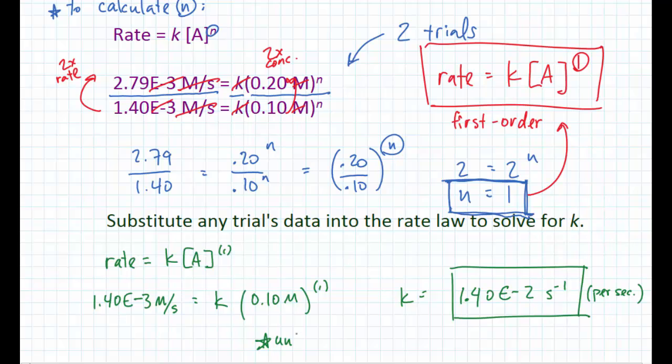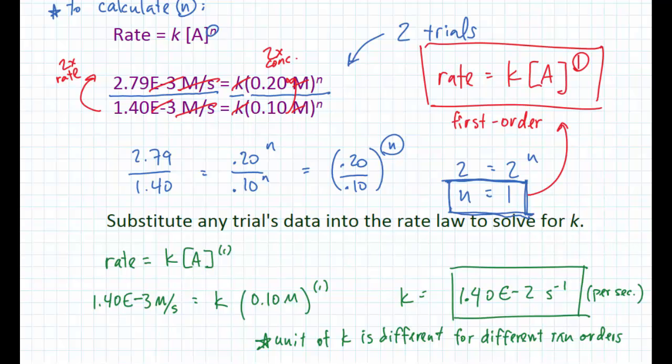The unit of k is different for different reaction orders. For instance, if we had second order, we would now have 2 molars here, and you'd divide down there, but only one of them would cancel out. So you'd still have one of those molars left over. We'll do one of those in just a little bit. But you actually have to do that algebra to figure out what units are left over for the rate constant for that reaction.